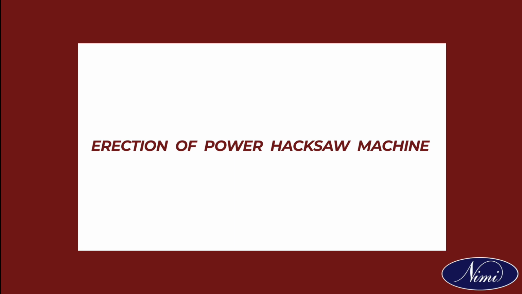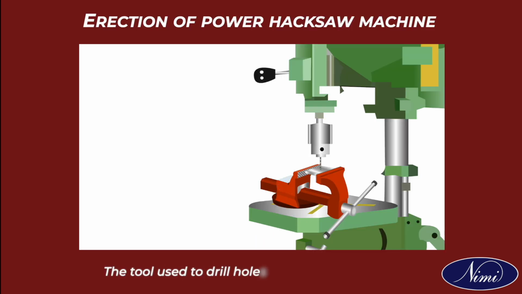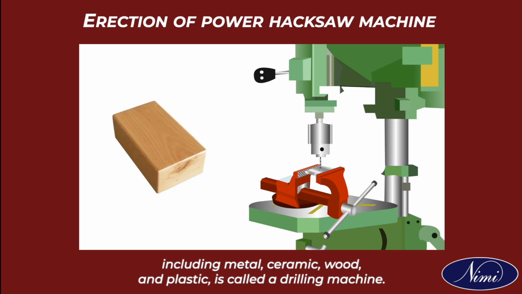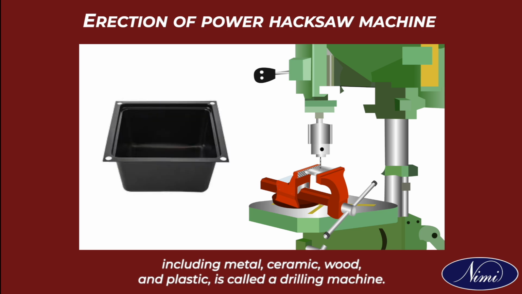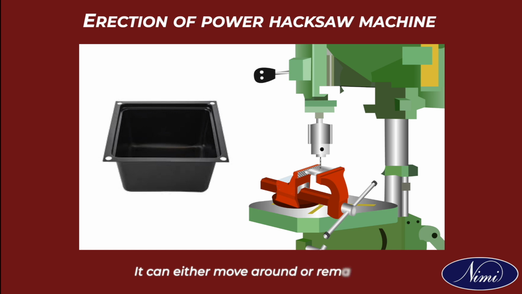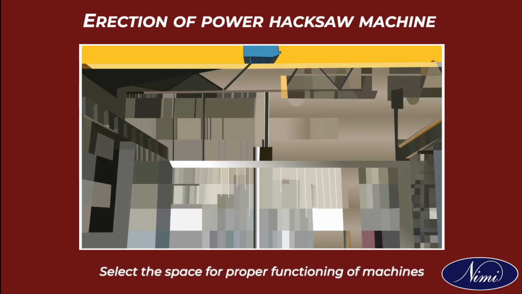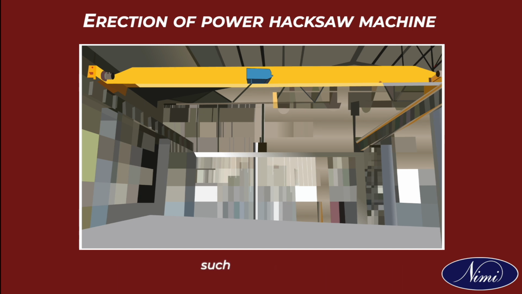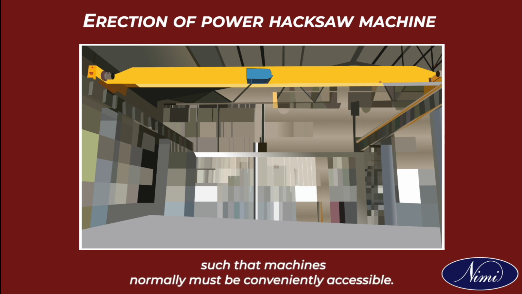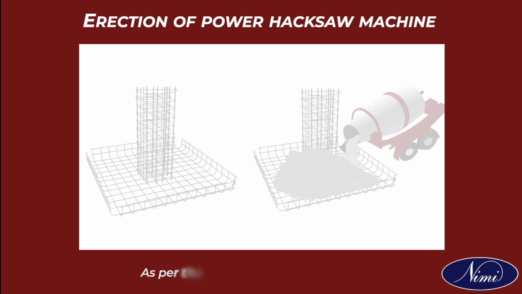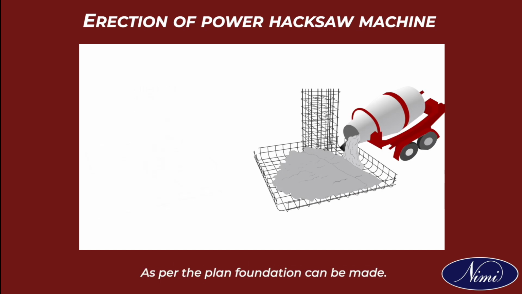Erection of power hacksaw machine. The tool used to drill holes in a variety of materials including metal, ceramic, wood and plastic is called a drilling machine. It can either move around or remain still. Select the space for proper functioning of the machine, such that the machine is conveniently accessible. Prepare the foundation plan as per the manufacturer's instructions. As per the plan, the foundation can be made.